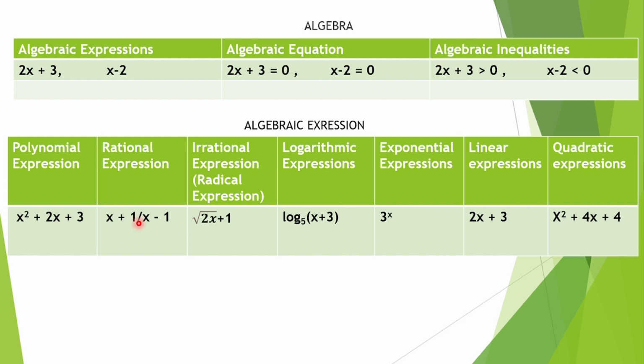If there is a fraction involved, like x plus 1 divided by something, this divided by is called a fraction. So when a fraction is involved in any statement, then we cannot say it is a polynomial expression. Similarly, an irrational expression is also called a radical expression because there is a radical, an under root, involved. So this is called an irrational expression.